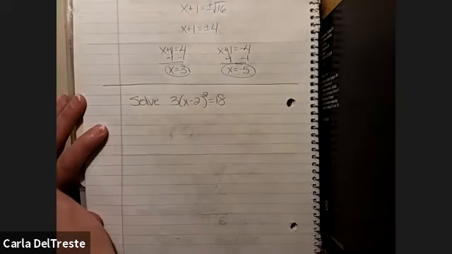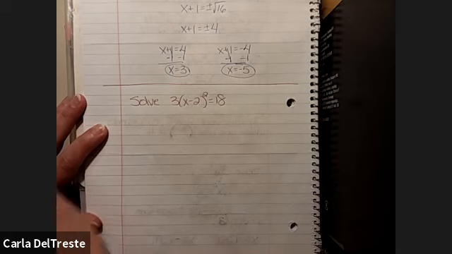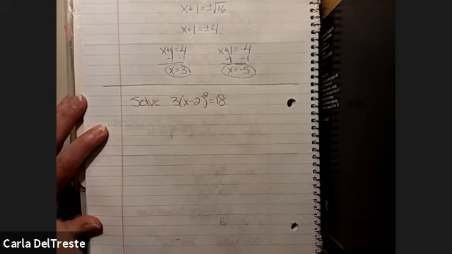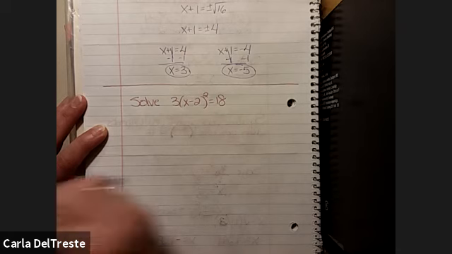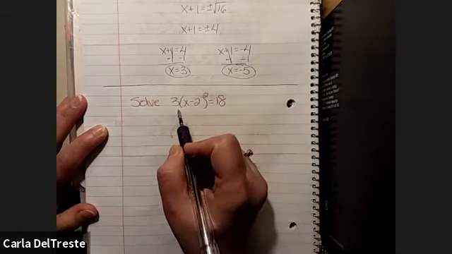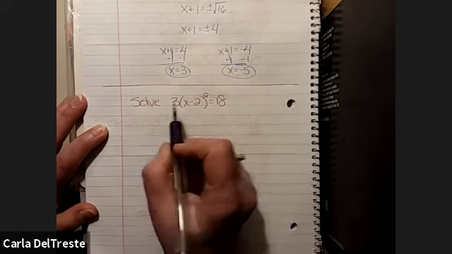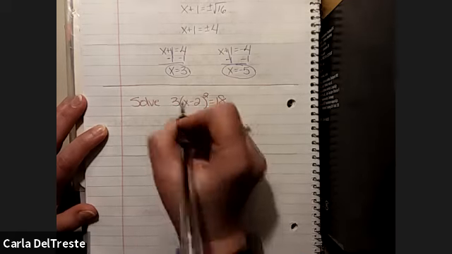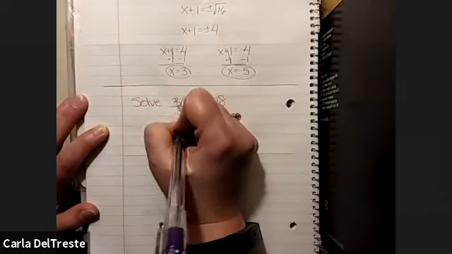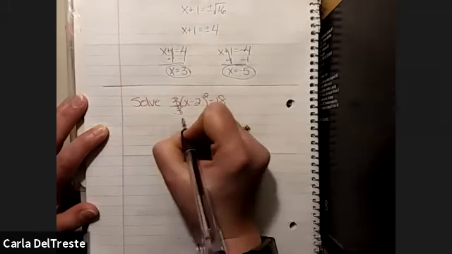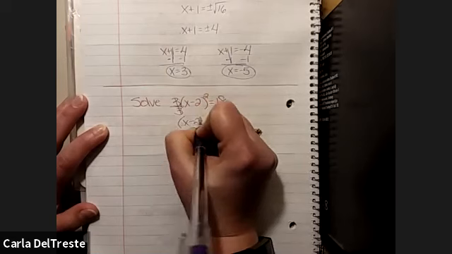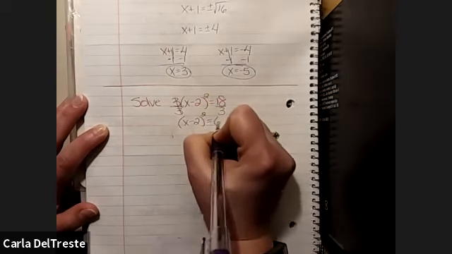Next example. I want something squared equals a number. Remember, that's my goal if I want to use the square root property. I don't quite have that here because this is 3 times (x minus 2) squared equals 18. This 3 is in my way. So I'm going to divide by 3 first. And that's going to leave me with (x minus 2) squared equals 6.